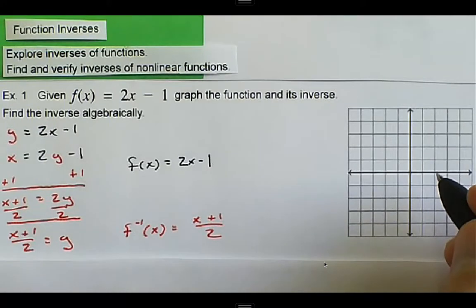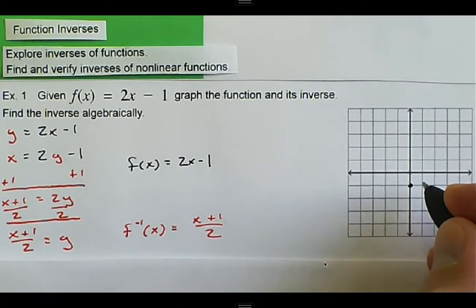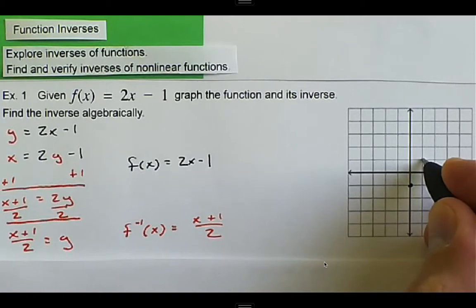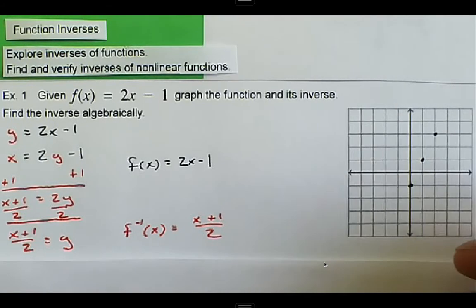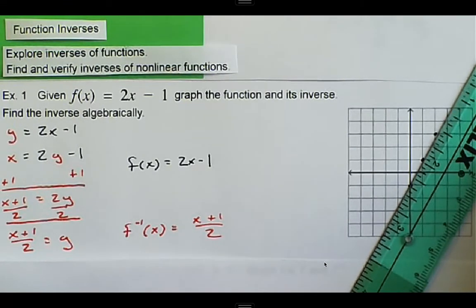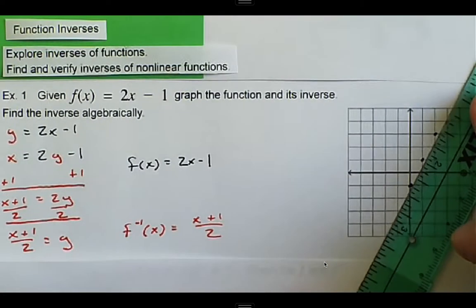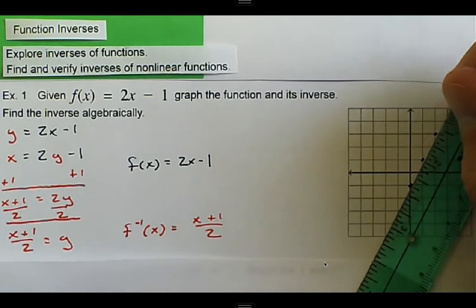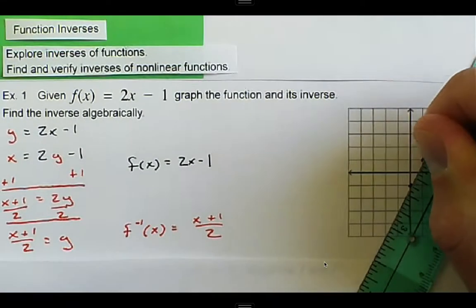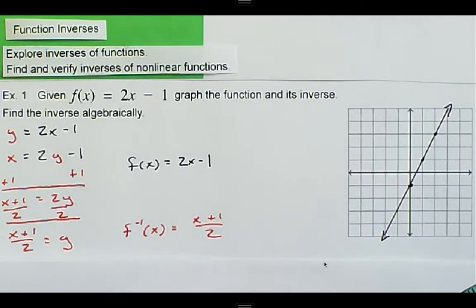So if we plug in 0 here, we get negative 1. And then we know that our slope goes up 2 over 1. Up 2 over 1. So we have that line that goes right there. So that is our function f of x.